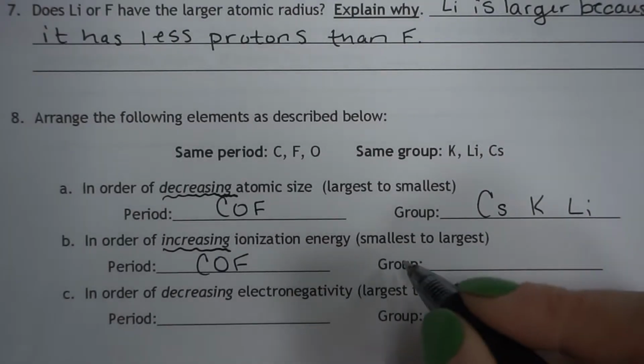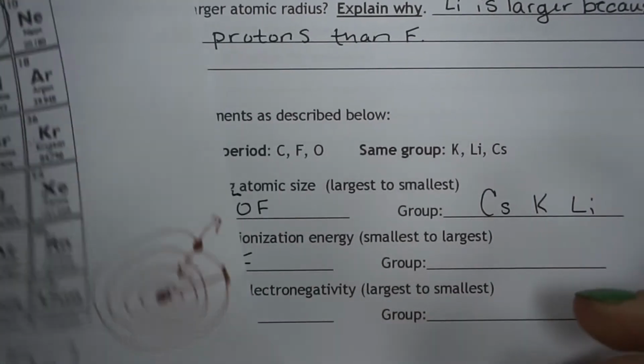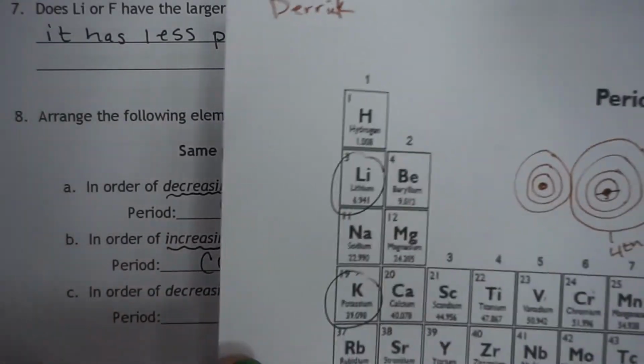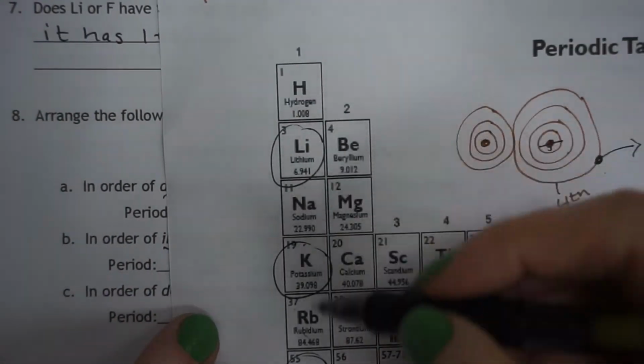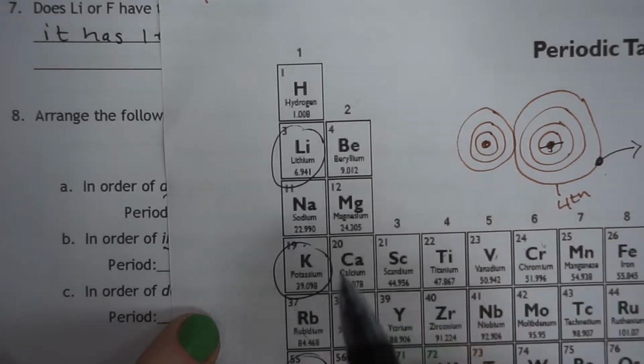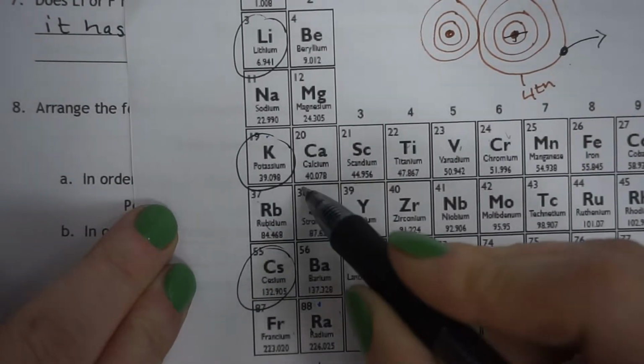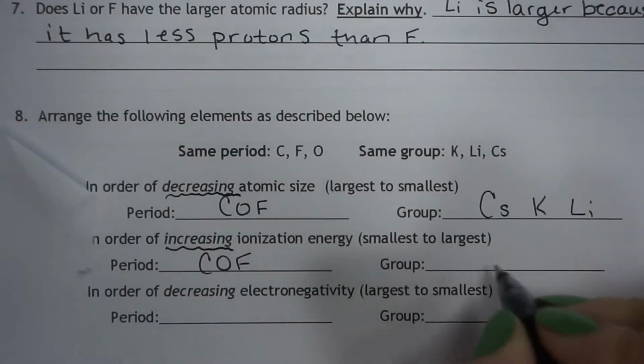All right, so now we want increasing ionization energy for our group. Our group is here, and ionization energy increases as we go up. So basically it'll be cesium, potassium, and then lithium.